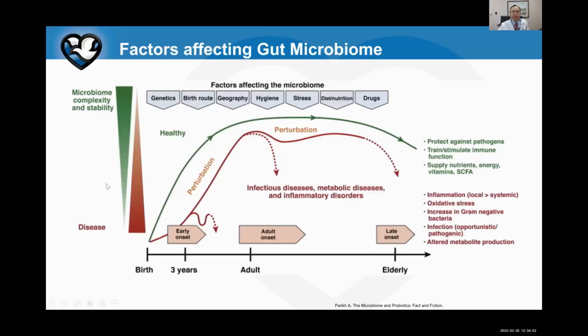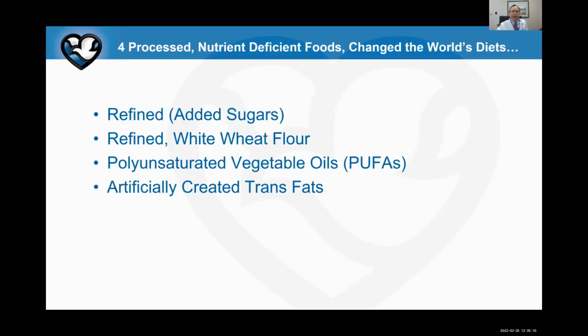Well, so in summary, there are a number of factors affecting our gut microbiome, numerous perturbations leading to decreased resistance and resilience. Do we have a unifying hypothesis of what may be most important? Well, some feel it's centered around SAD, or again, this HAD, the horrible American diet, that's centered around processed, nutrient-deficient foods that have now changed the world's diets. Refined and added sugars, refined white wheat flour, these high omega-6 industrialized seed oils, or so-called PUFAs, polyunsaturated oils.